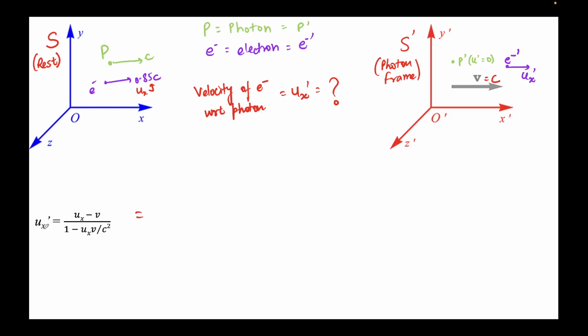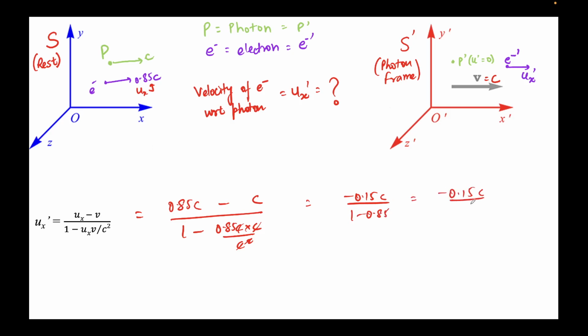Note that ux prime is the velocity of the electron with respect to the photon frame, the S prime frame, and ux is the velocity of the electron in the S frame. So ux is given as 0.85 c. Now what is v? v is the velocity of the moving frame, which is c, because this is the frame of the photon, divided by 1 minus 0.85 c times c over c squared. So this gets cancelled. We get minus 0.15 c over 1 minus 0.85. This will be minus 0.15 c over 0.15. This will come out to be minus c.